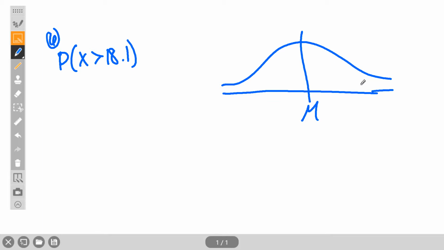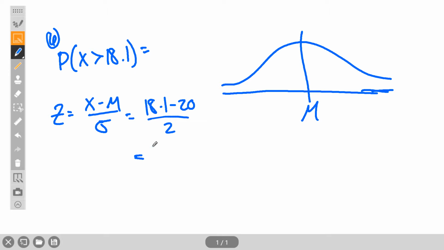I'm just going to draw a quick sketch so that I know what I'm looking at. Alright, so let's change this to a z-score. So we got x minus mu over sigma. So that's 18.1 minus 20 over 2. So 18.1 minus 20. Okay, divide that by 2. So we get negative 0.95. So my z-score is negative 0.95.